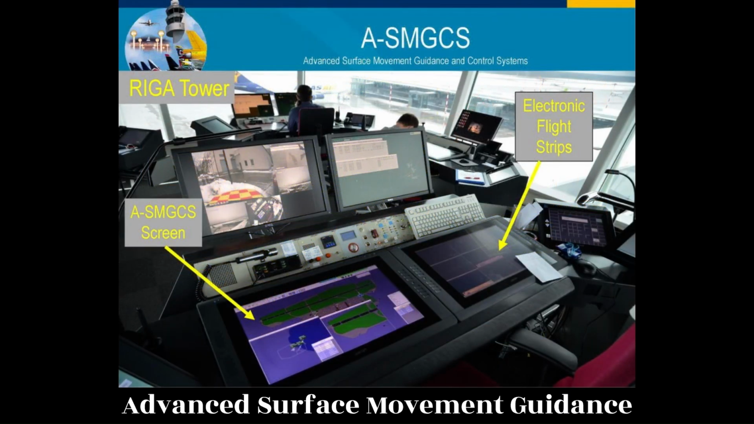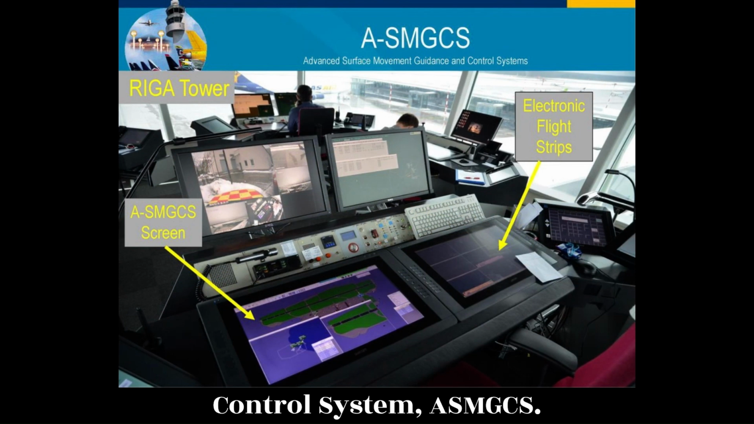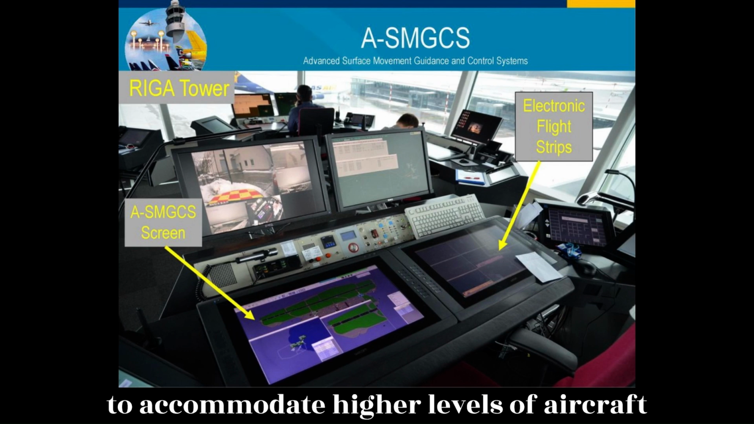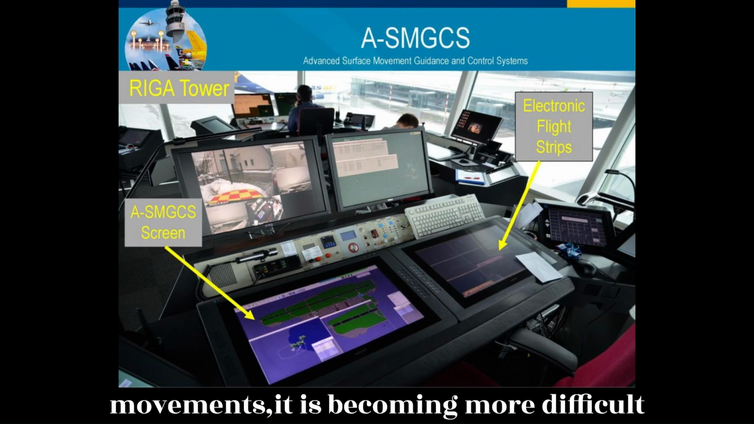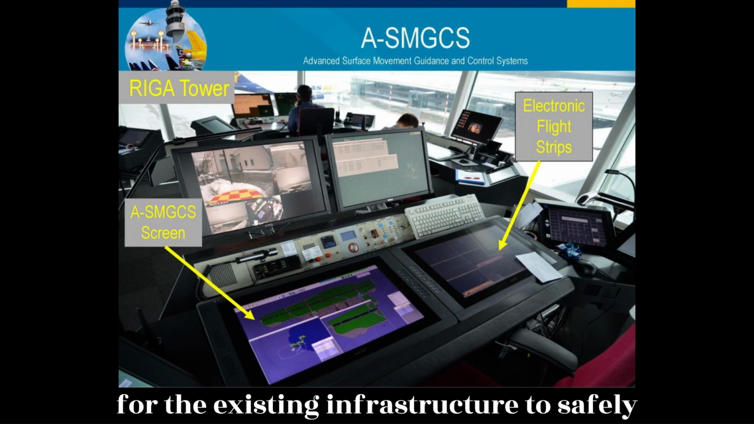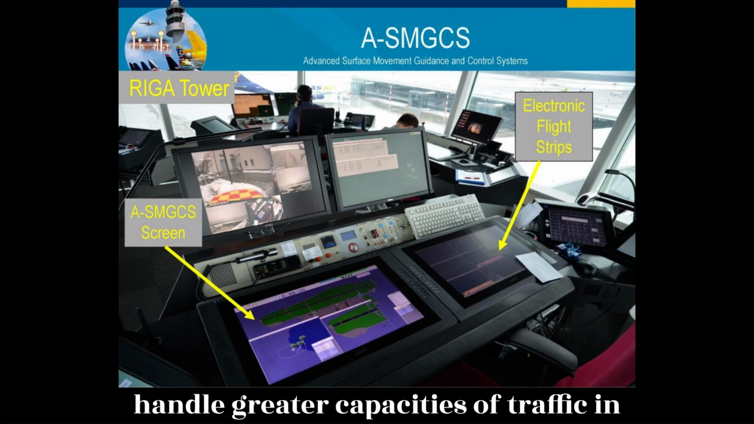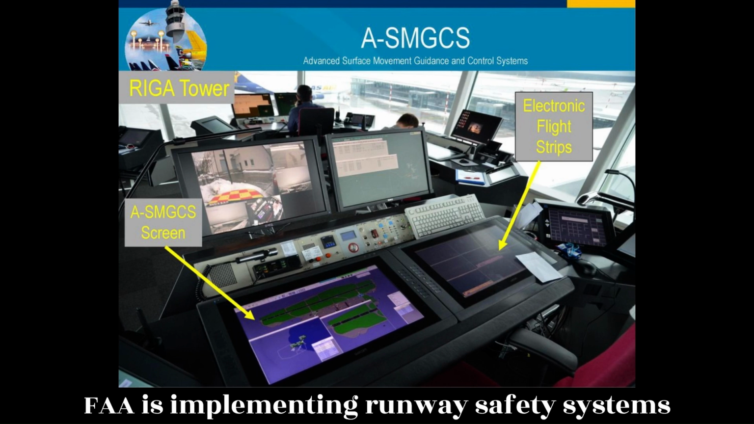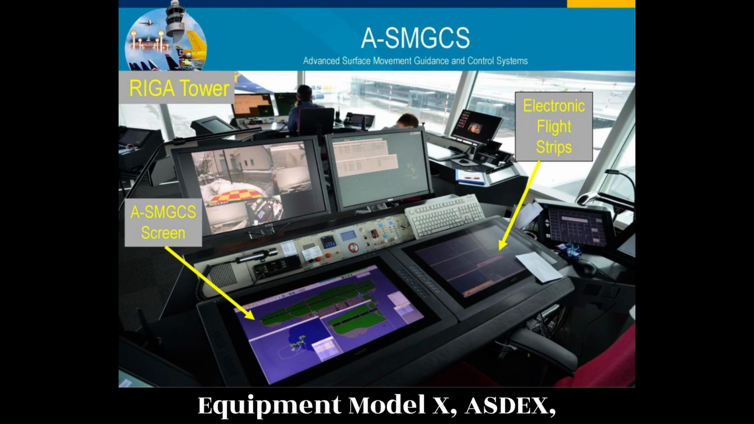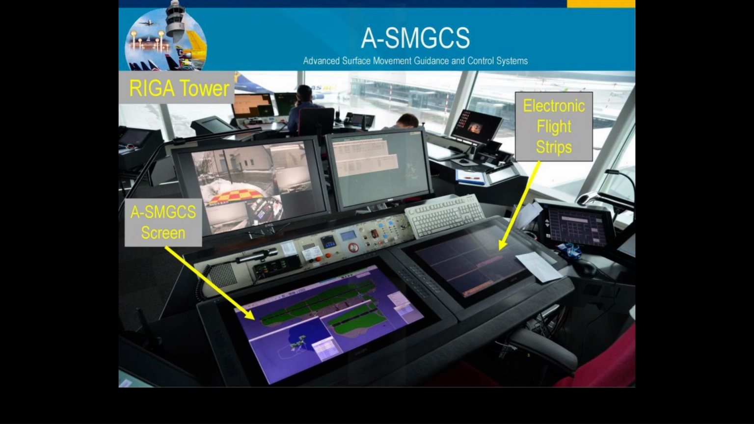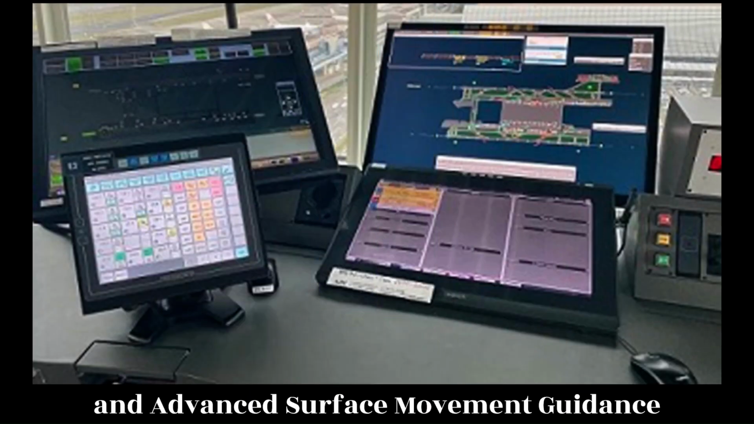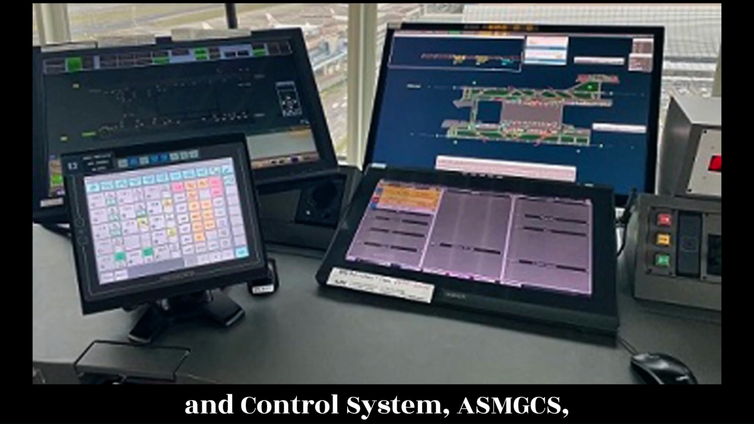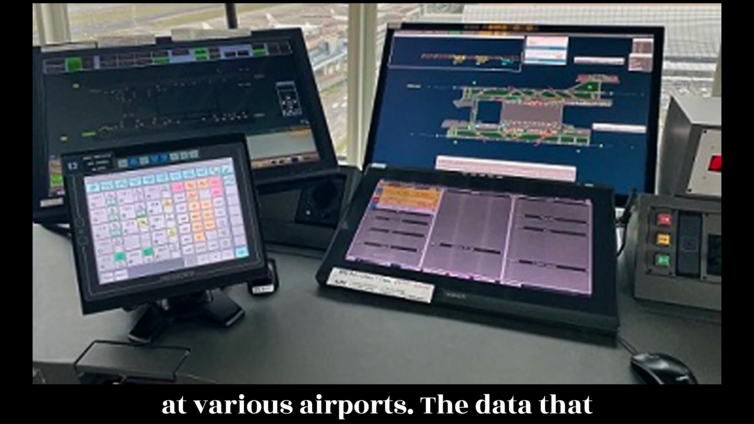Advanced Surface Movement Guidance Control System, A-SMGCS. With the increasing demand for airports to accommodate higher levels of aircraft movements, it is becoming more difficult for the existing infrastructure to safely handle greater capacities of traffic in all weather conditions. As a result, the FAA is implementing runway safety systems, such as Airport Surface Detection Equipment Model X, ASDE-X, and Advanced Surface Movement Guidance and Control System, A-SMGCS, at various airports.